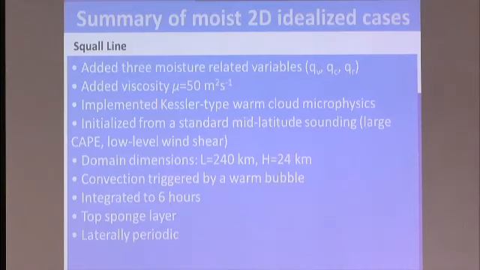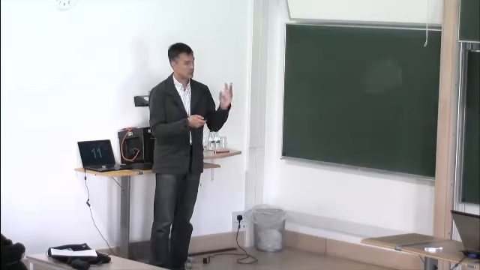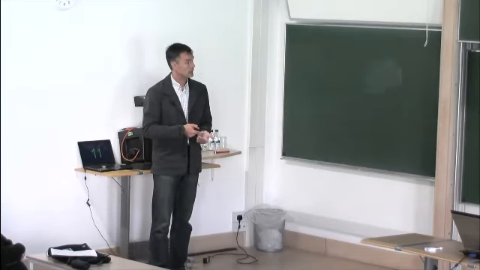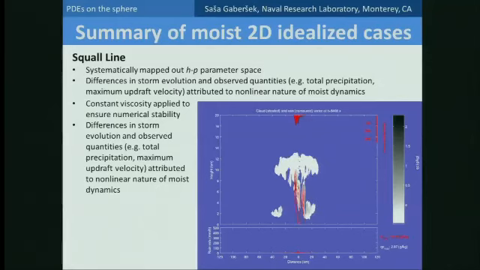Then we felt encouraged, and we felt like, okay, let's do something more realistic, quote unquote. And we added 3 moisture variables. We put in Kessler type, warm cloud microphysics. We had to add constant viscosity. We initialized from a standard mid-latitude sounding as it appears in literature, which has large CAPE and low-level wind shear. The convection is triggered by a warm bubble. We integrate to 6 hours, with a top sponge, laterally periodic, and just run this movie in the background.